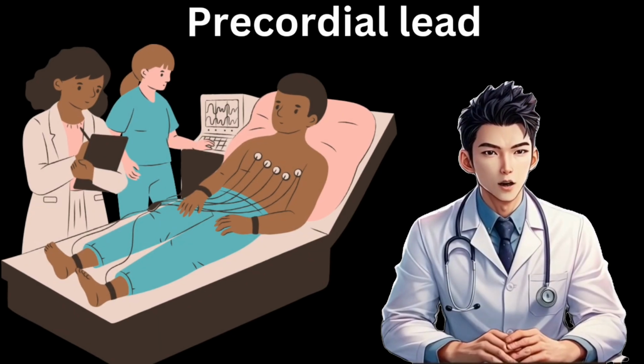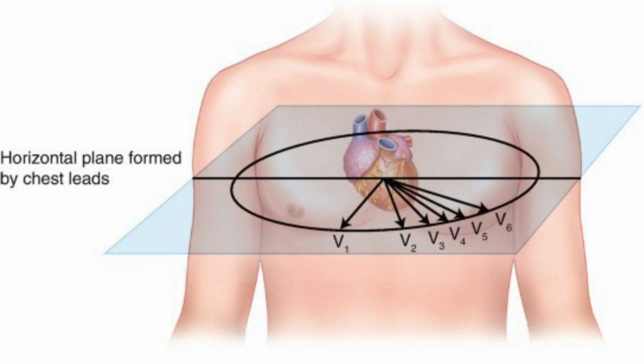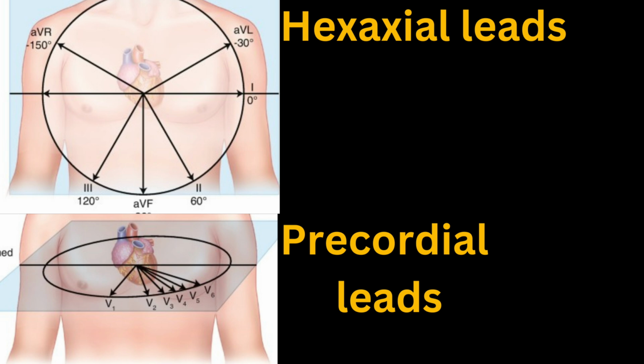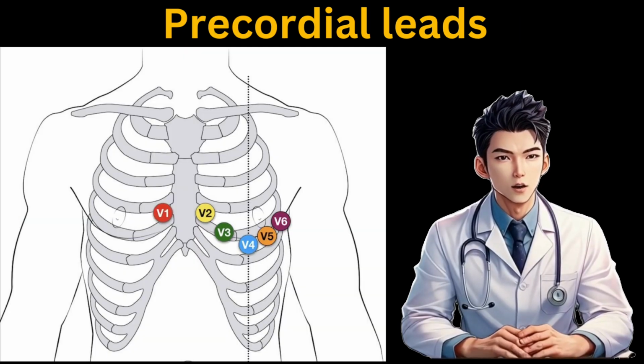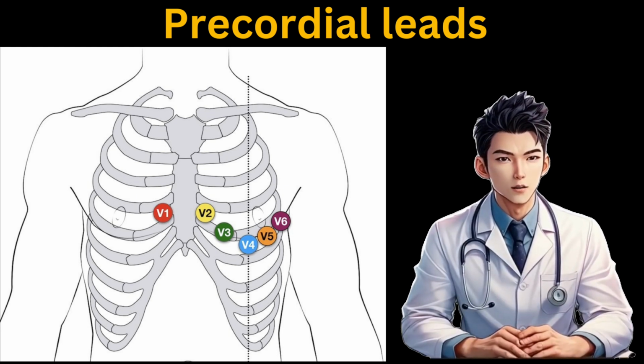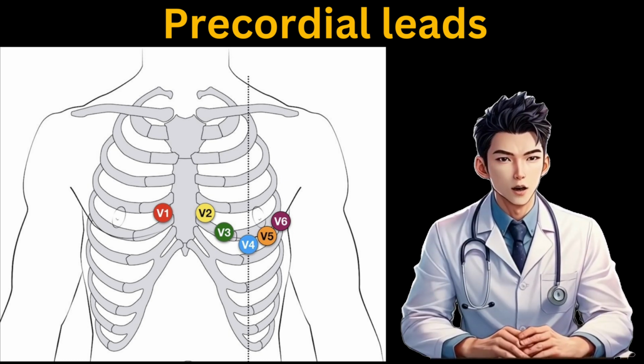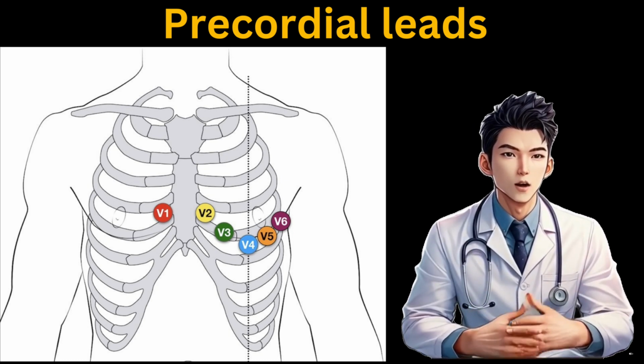So the precordial leads are the leads that we place on the chest. These chest leads, these precordial leads, actually look at the heart from the front, and hexaxial leads look at the heart from the sides. So this is the concept. Now we are getting 6 more angles to look at the heart. We place chest leads, also called precordial leads. These precordial leads are placed on the chest and you capture the electrical activity of the heart. And they are looking at the heart from the front.